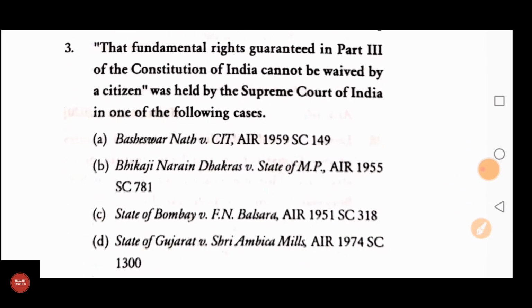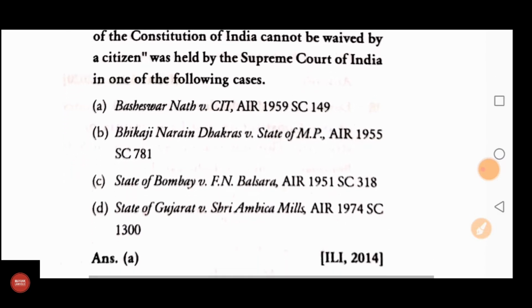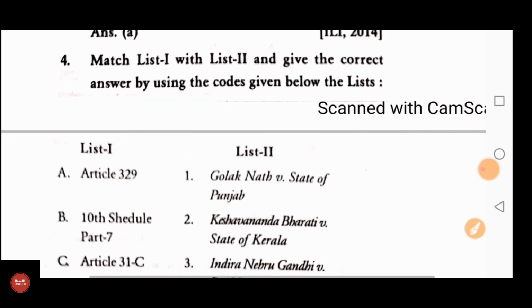Coming to question number 3. That fundamental rights guaranteed in Part 3 of the Constitution of India cannot be waived by a citizen was held by the Supreme Court in one of the following cases. Option A. Basheshar Nath versus CIT. Option B. Bhikaji Narayan Dhakras versus State of MP. Option C. State of Bombay versus FN Balsara. Option D. State of Gujarat versus Shri Ambika Mills. The correct answer to this question is option A. Basheshar Nath versus CIT.